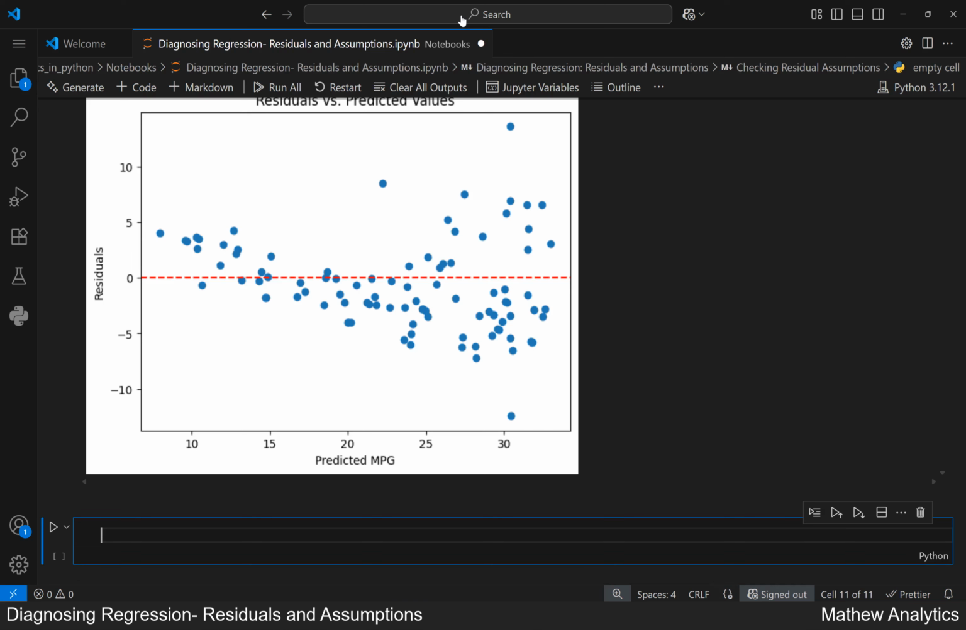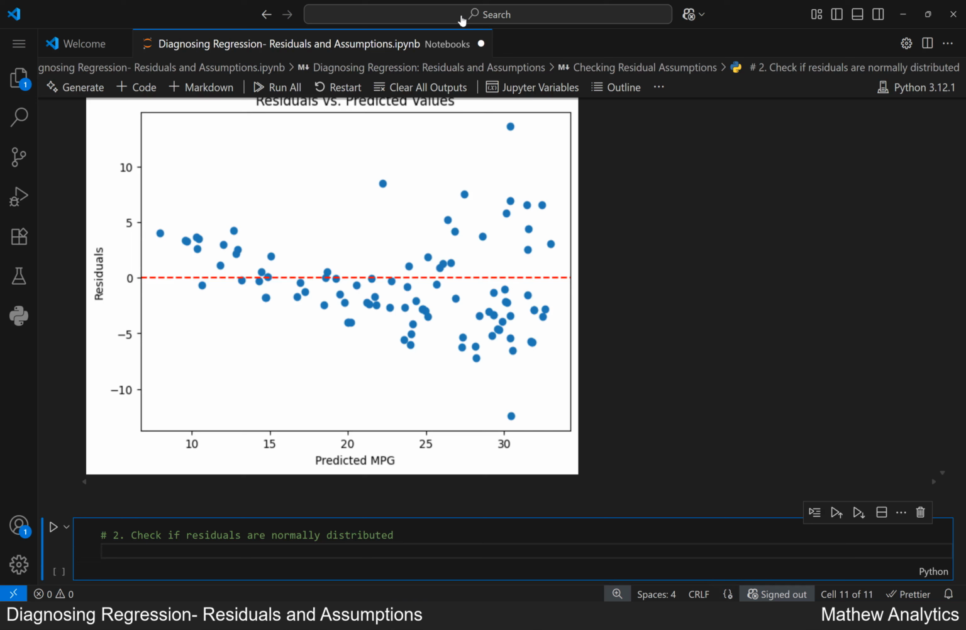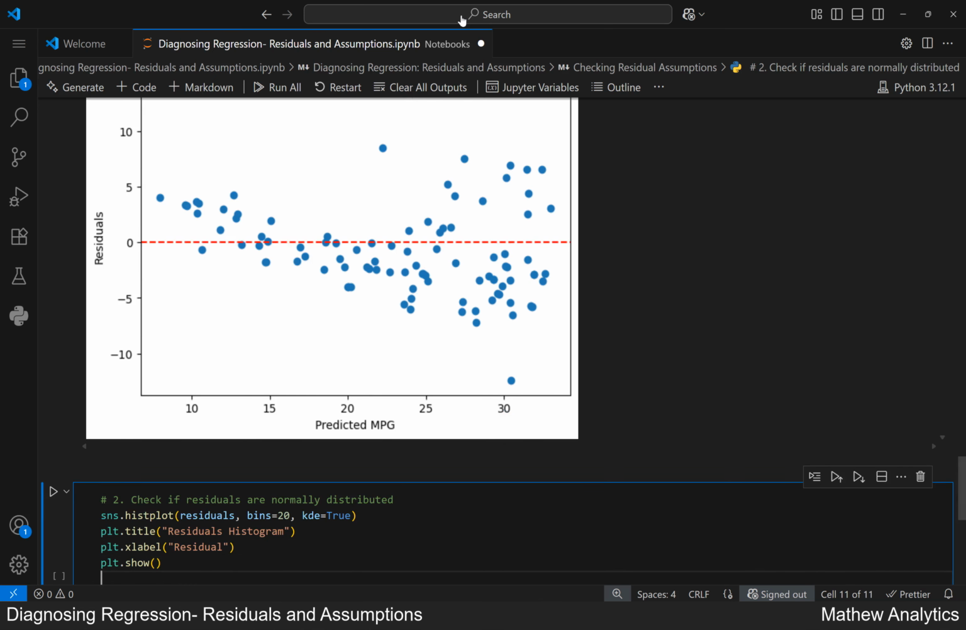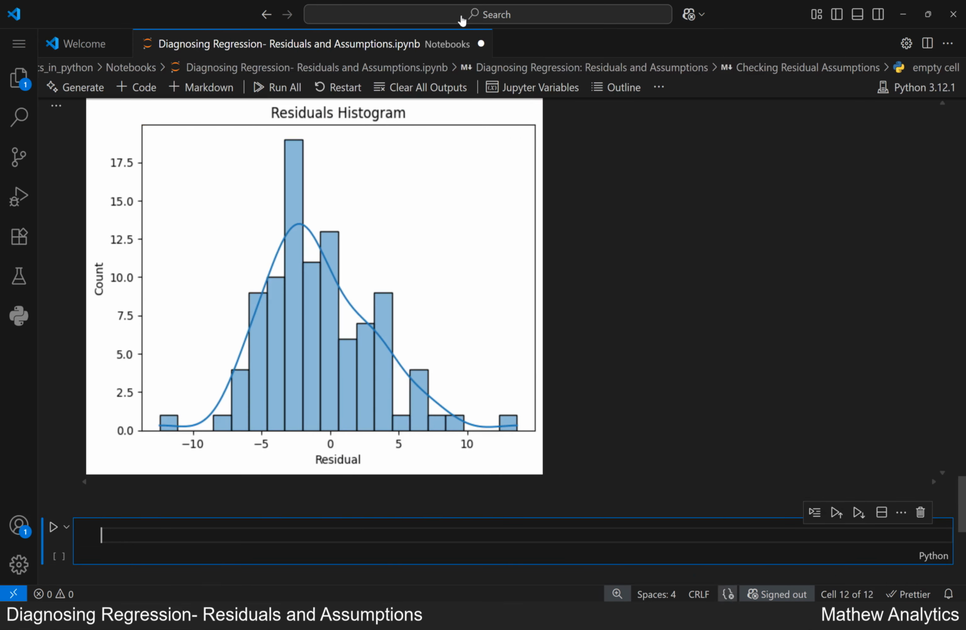Next, let us check if residuals are roughly bell-shaped or normal. We make a histogram of the residuals, which shows how spread out the errors are. We add a curved line to see the shape. This plot helps detect if most residuals are near 0 and if there are any big surprises. We label the plot. We display the chart. Running the cell now. Do the residuals form a bell curve? Try explaining what you see in your own words.